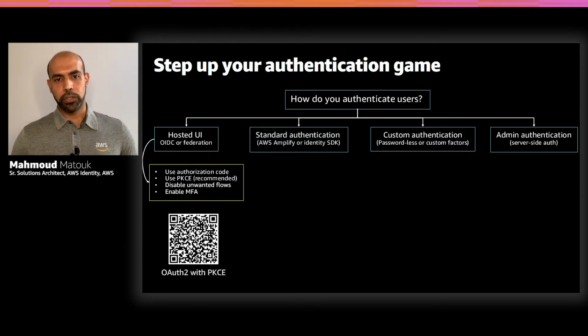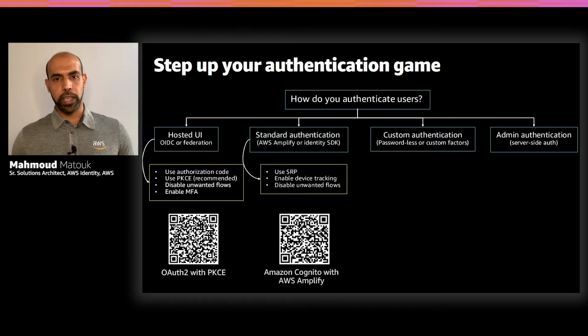The second approach, and actually all of the other approaches, are using the APIs to interact with Cognito directly, but in different ways. The second one is using standard authentication. And what I mean by that is that it's using the AWS Amplify library or the low-level identity SDK, building your own UI and interacting with Cognito as a user directory just using the APIs. You do this if you want to fully customize the UI or you have customizations that are needed for your application.